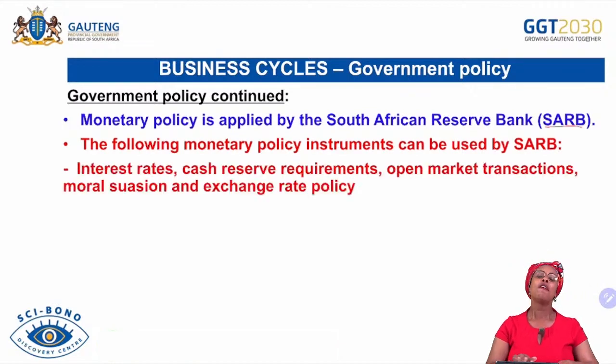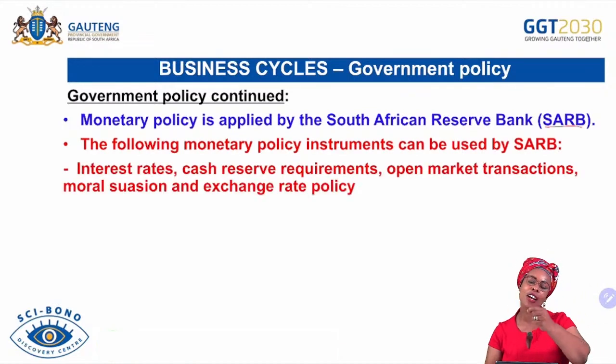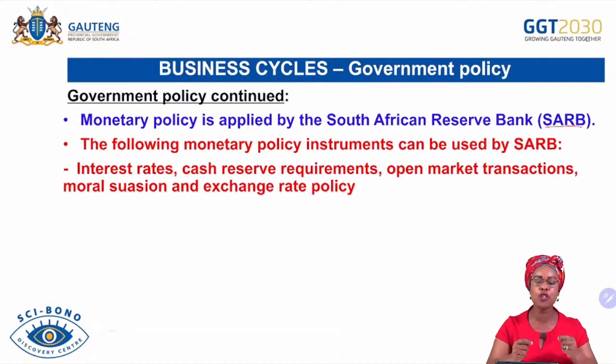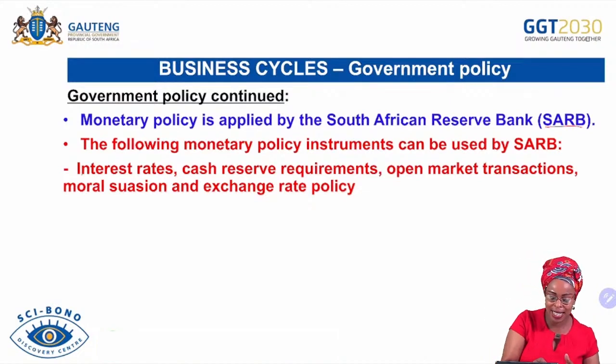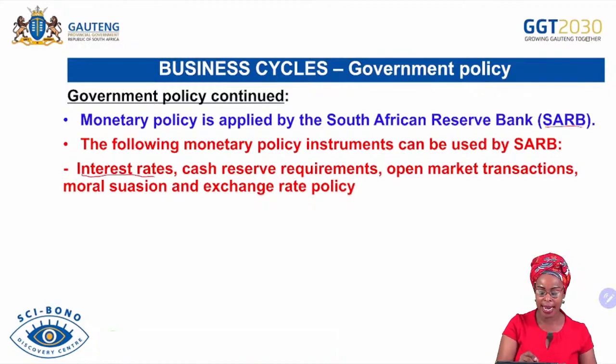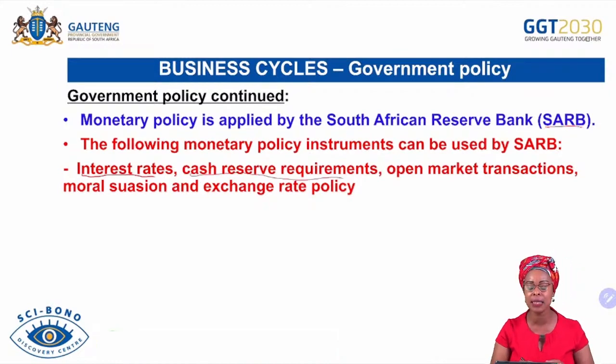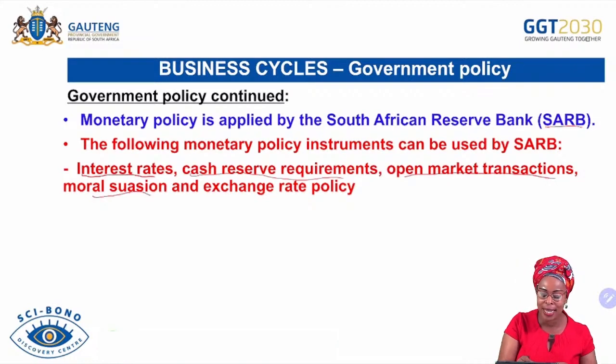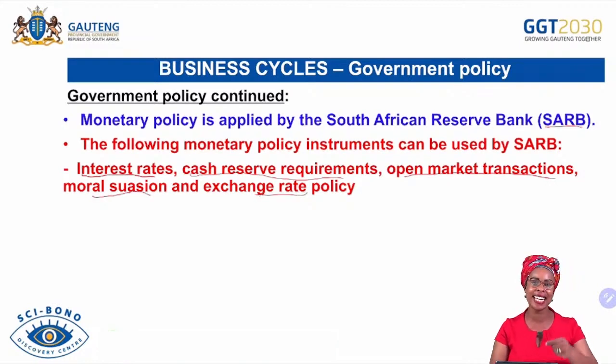So for the South African Reserve Bank to implement this policy, they have to use monetary policy instruments. If you are asked to list them, you will mention that it is interest rates, cash reserve requirements, open market transactions, moral suasion, and the exchange rate policy. I will explain them later.